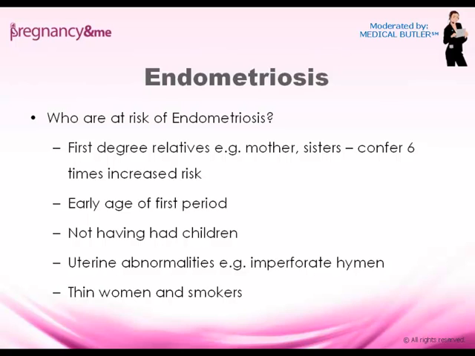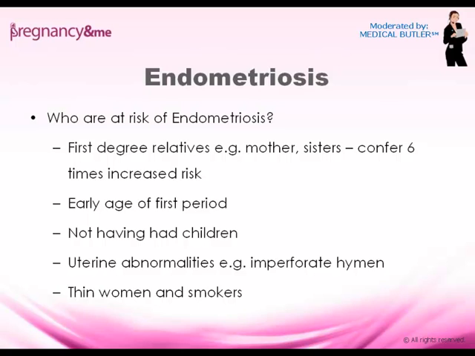In fact, it confers a 6 times increased risk compared to the general population. Similarly, if your sisters or any first-degree relatives have or are suspected to have endometriosis, then you're at 6 times increased risk. If you have your period early, that seems to be a correlated risk factor as well. If you've not had children, that's also a risk factor.